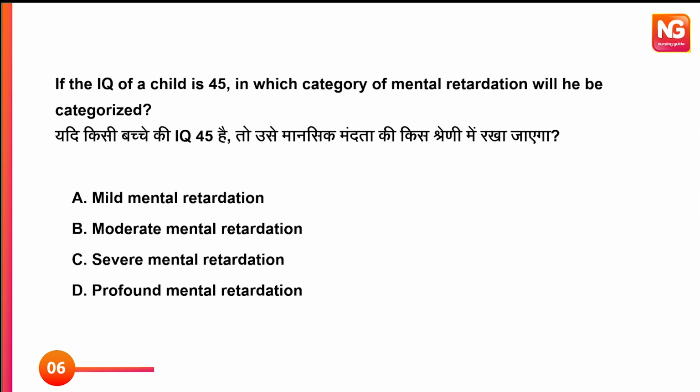Next, if the IQ of a child is 45, in which category of mental retardation will he be categorized? Option A mild mental retardation, option B moderate mental retardation, option C severe mental retardation, option D profound mental retardation. And the correct answer is option B moderate mental retardation. If the IQ of the child is 45, moderate mental retardation is present in the child.